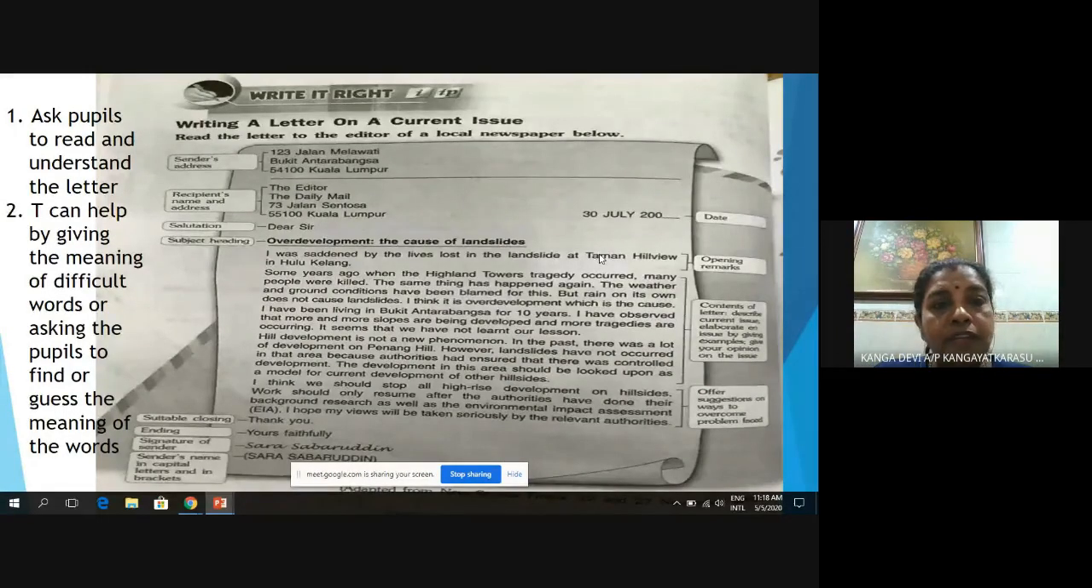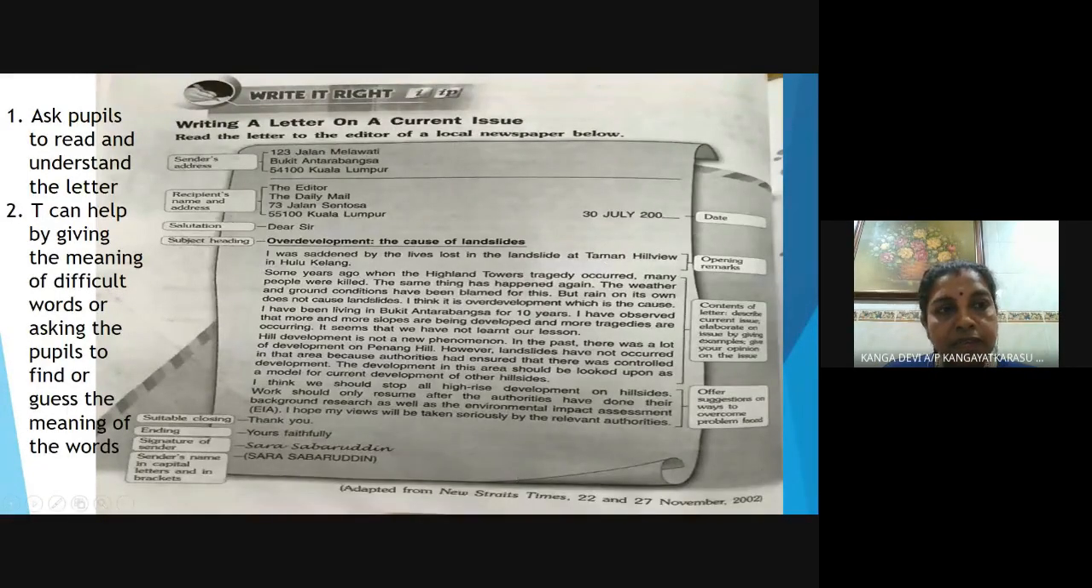Okay, next, please. Here you have another one that you'll find in your textbook. All right. So you ask pupils to read and understand the letter. Here sometimes we find that the topics, oh, my students don't know what is overdevelopment, landslide. Okay, teachers, we have to move. Students have to know. We try to go slow and we tell them, okay, this kind of questions might come out. Let them read the format letter, all right, and then after that, teachers can help by giving the meaning of the difficult words or asking the pupils to find or guess the meaning of the words. All right, next, please, Tasha.